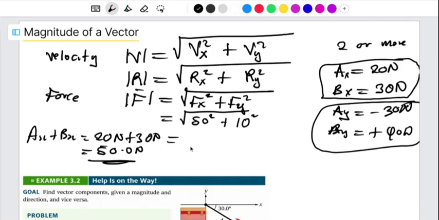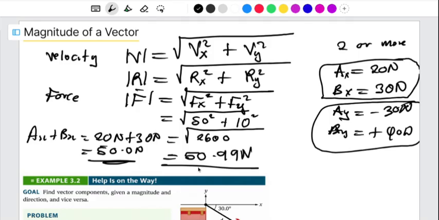Then you do the computation. So let me just help you. So this one is 50 squared, that is 2,500. So 2,500, 10 squared, that is 100. So plus 100. That is 2,600. Then I need to find the square root of 2,600. Right? Square root of 2,600. So here I'm getting 50.99. Then in this case it's going to be newtons. So this is how you're supposed to find the resultant vector.